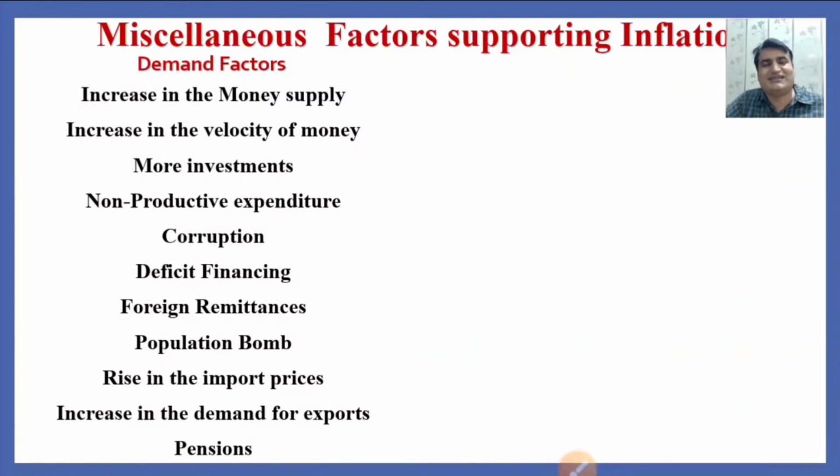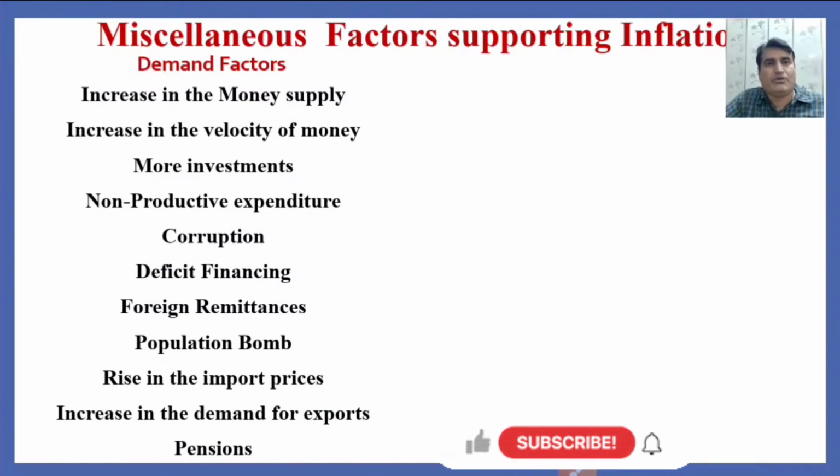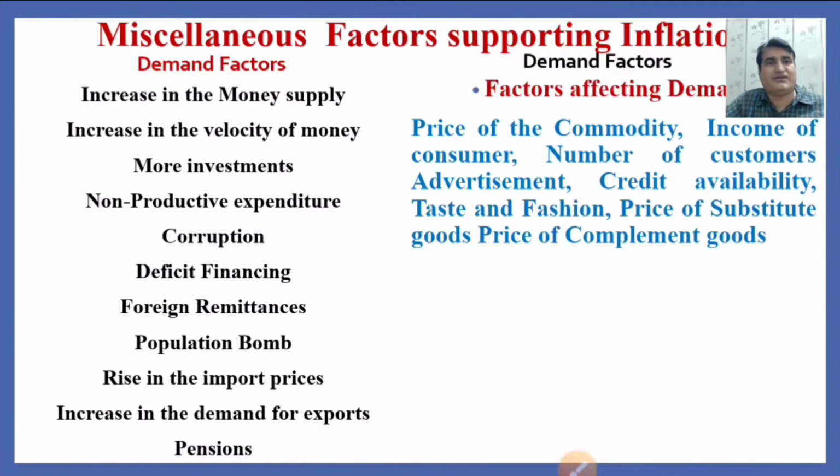And the pensions, the increasing burden of pension on the government. An increase in pensions increases the purchasing power of the pensioners' families. As a result, they demand more and the inflation rises. So these are the factors affecting demand.